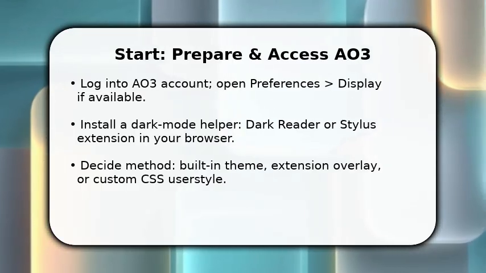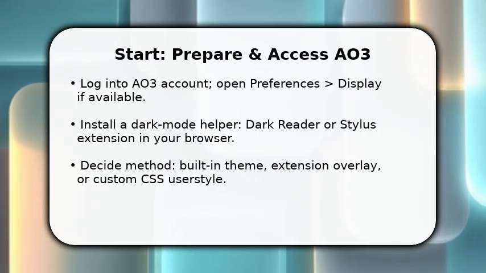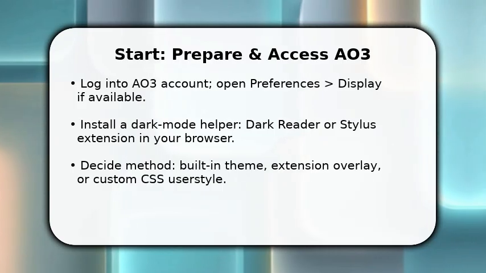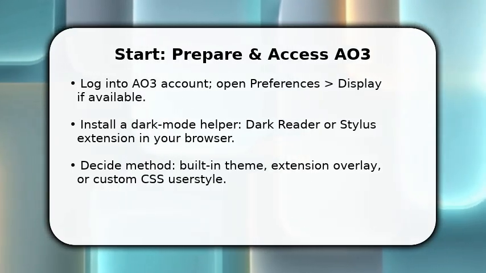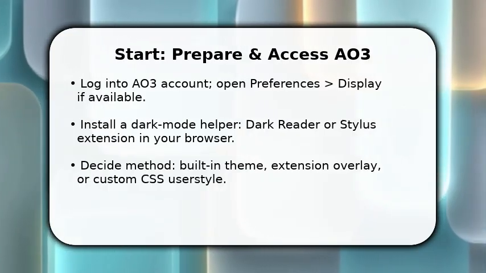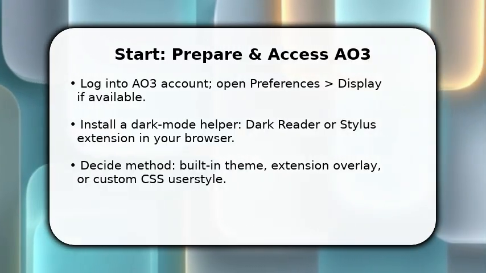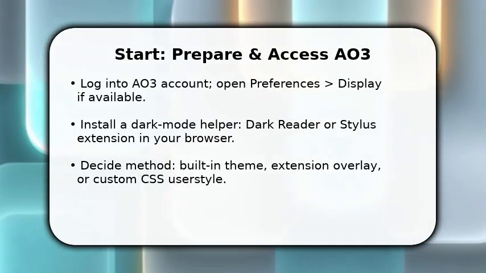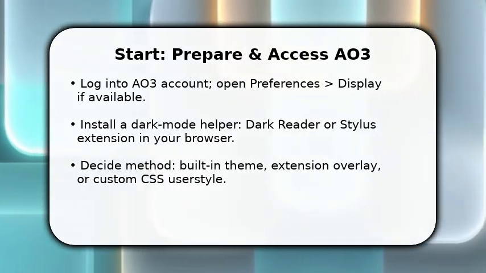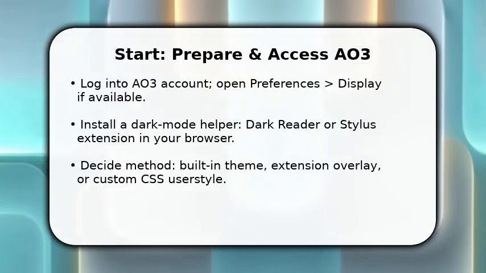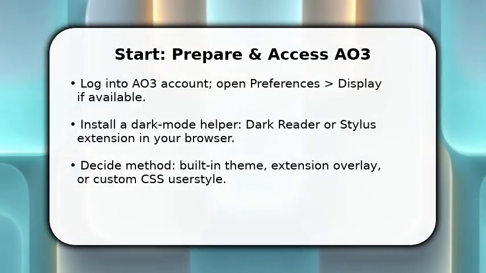You're starting with two essentials, an Ao3 account and a browser extension when needed. First, sign in and check preferences display for a theme toggle. If Ao3 lacks a built-in option for your device, install Dark Reader or Stylus now so you can toggle dark immediately. Choose one method, built-in for simplicity, extension for site-wide control, or a custom user style for precise tweaks, then move to the next step to apply it correctly.